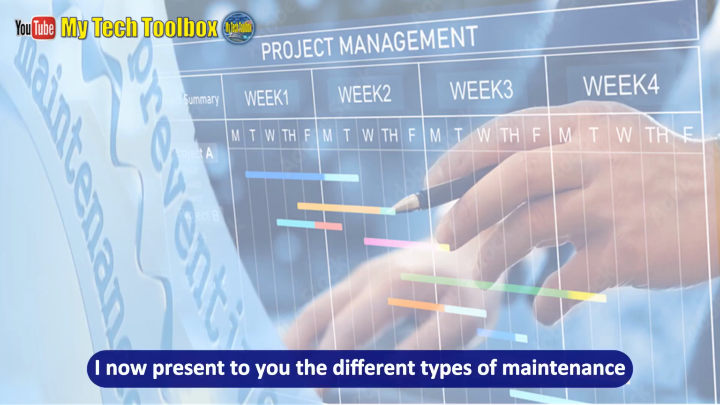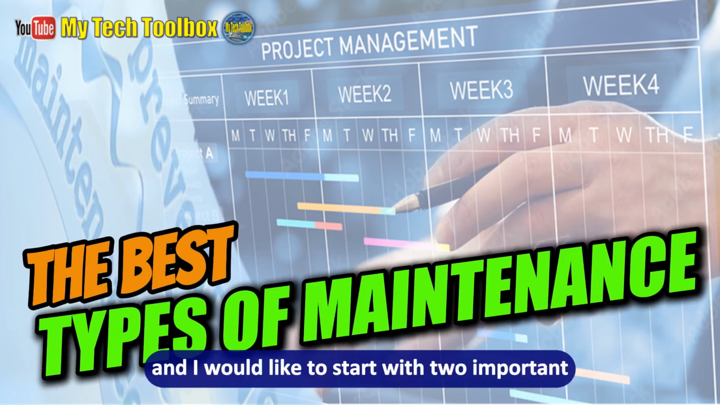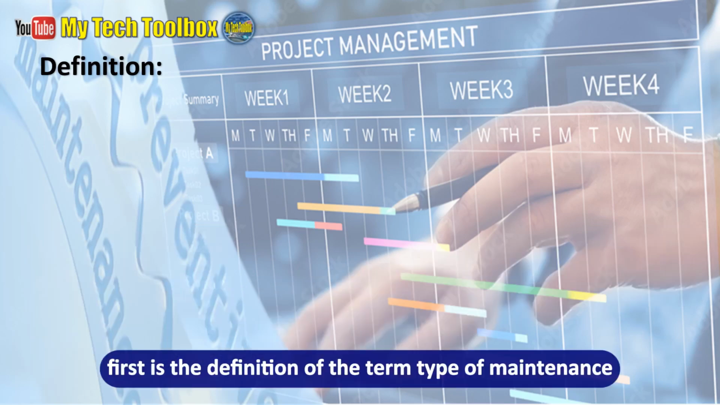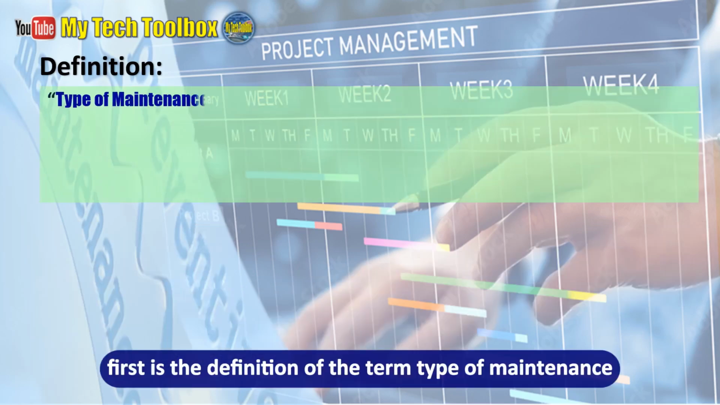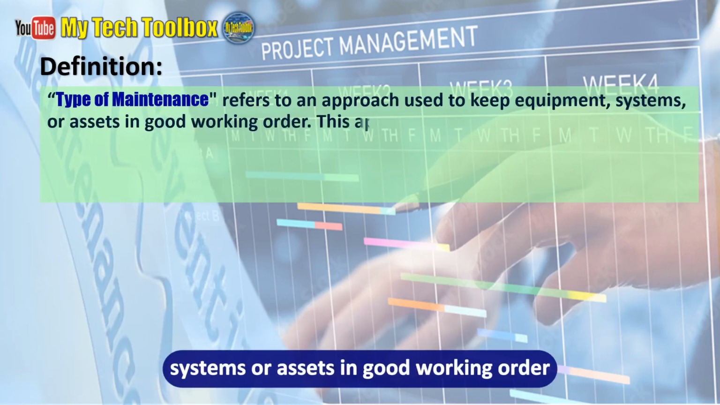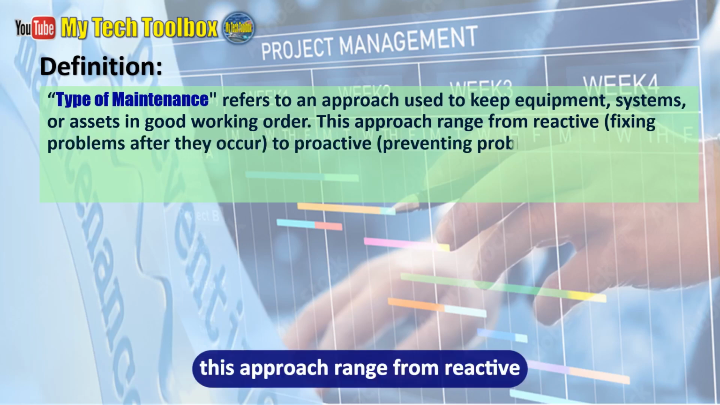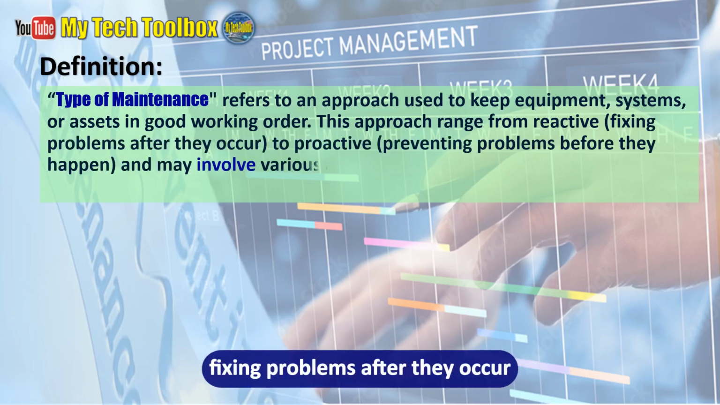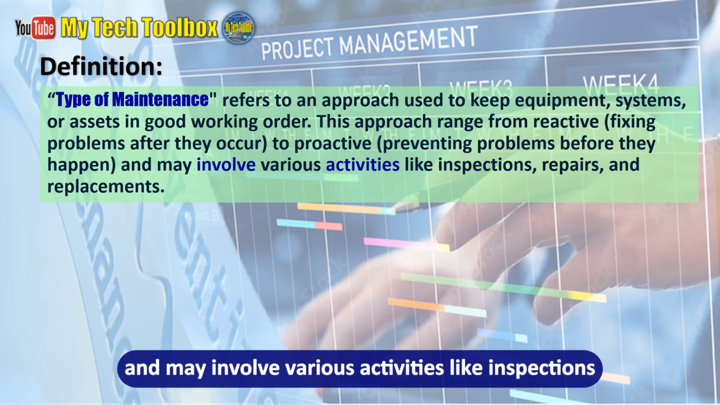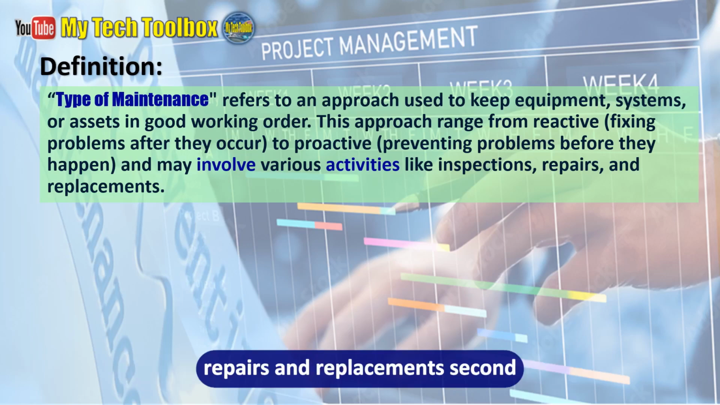I now present to you the different types of maintenance, and I would like to start with two important definitions so we will be on the same page or having the same understanding. First is the definition of the term type of maintenance. It refers to an approach used to keep equipment, systems, or assets in good working order. This approach ranges from reactive, fixing problems after they occur, to proactive, preventing problems before they happen, and may involve various activities like inspections, repairs, and replacements.